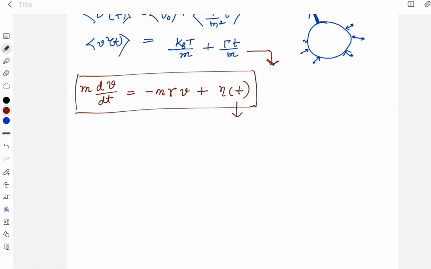So due to this random force, the particle gains some energy, and this is the drag, and this is the random noise. Both come from the bath, which is provided by these tiny molecules or the fluid molecules.